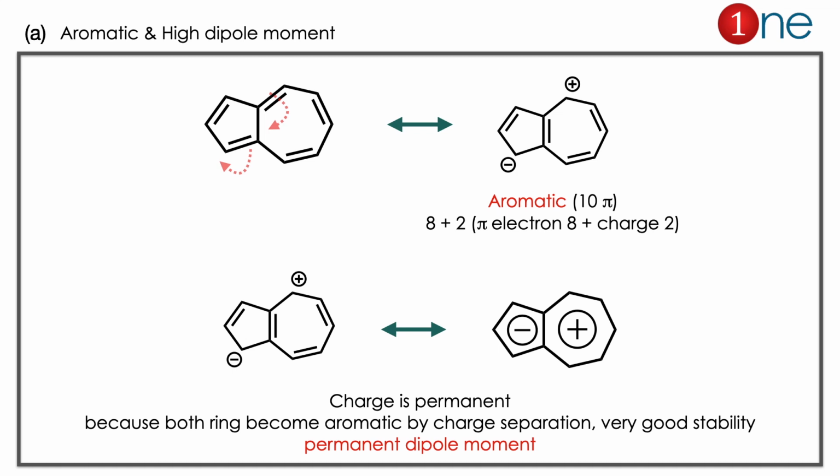Because charge likes to stay on a particular ring. Because it creates the aromaticity individually on every ring, so the charge is very stable on the ring. So if you write the charges properly, the big ring contains only positive, and the other one only negative. So charge separation is permanent, so the dipole is permanent. So it has a very high dipole moment. So the answer is clearly A. The concept you have to learn here is that permanent charges create the dipole moment.